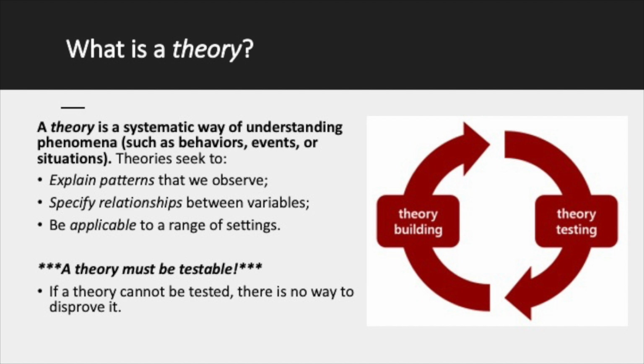What is a theory? So briefly described, a theory is a systematic way of understanding phenomena. And this can be, phenomenon can be a behavior, it could be an event, it could be a situation. So it's pretty broad here. We're talking about the definition of a theory more broadly. And the purpose of theory is to explain patterns that we observe. And in the case of social or public health theory, we're trying to explain social phenomena, so social patterns or health-related patterns. Theories also seek to specify relationships between variables.